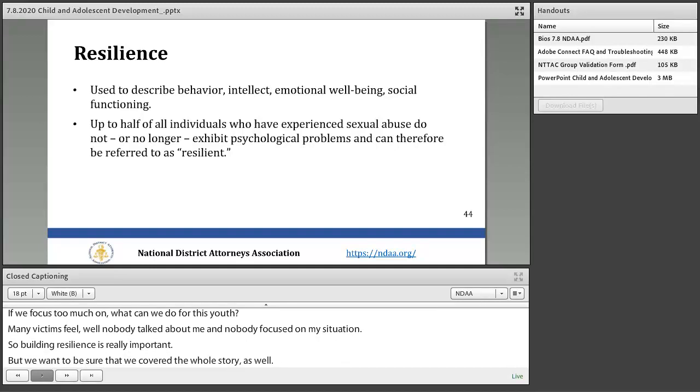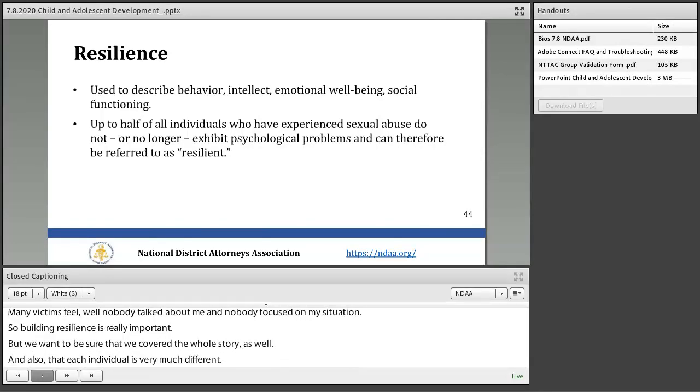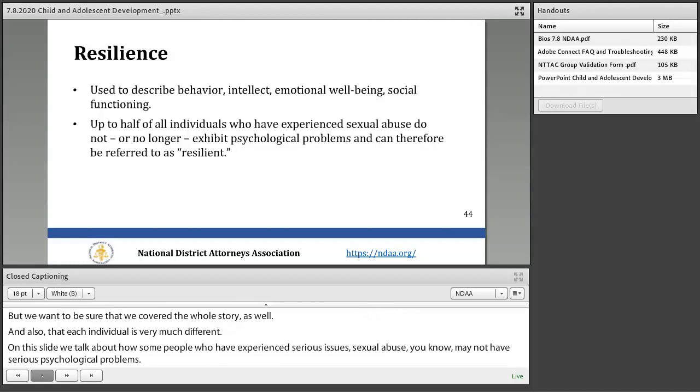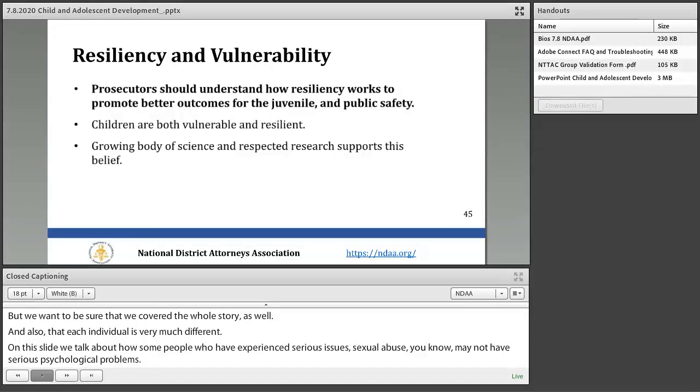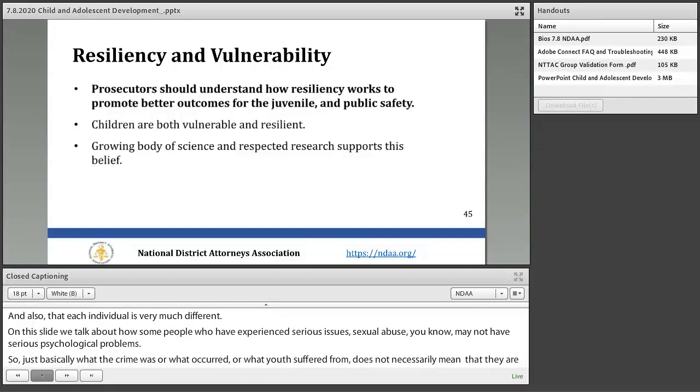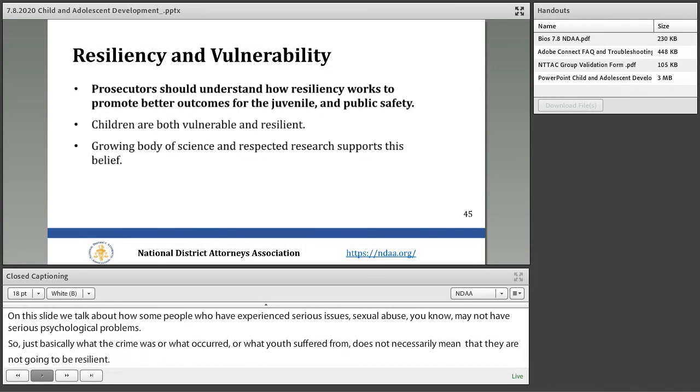And also that each individual is very much different. On this slide, we talk about how some people who have experienced serious issues, sexual abuse, may not have serious psychological problems. So just basically what the crime was or what that youth suffered from does not necessarily mean that they're not going to be resilient. We are talking about understanding that children are both vulnerable and resilient.